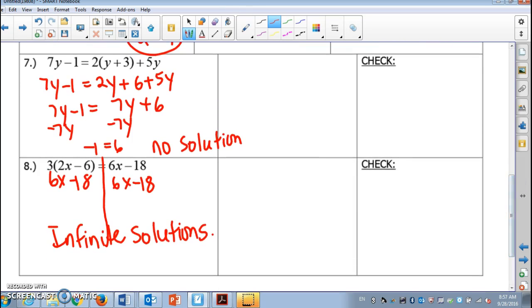Number 7. So when you do this question, guys, make sure you distribute, and then you can combine like terms, and then you can get rid of, move the variable to one side. Then what do you end up with? Negative 1 equals 6. Negative 1 will never be equal to 6, so it's going to be no solution. And number 8 is so easy. When you distribute, you are going to have exactly same looking expressions on the left and right side of equal sign. We call that infinite solutions.